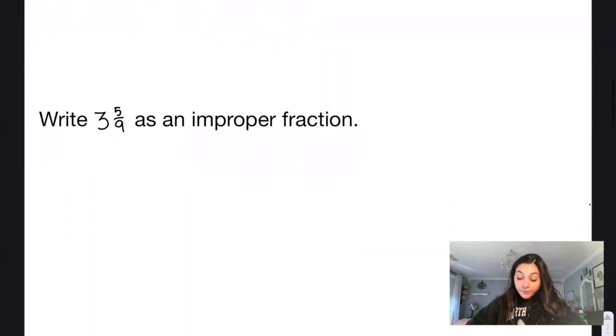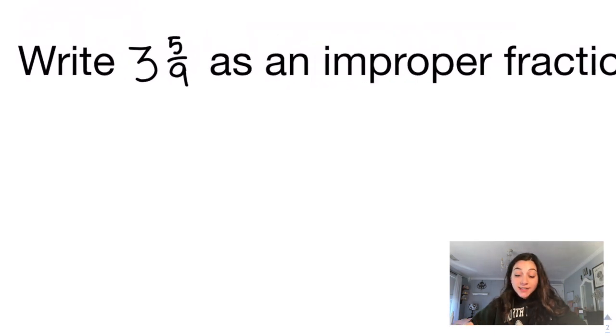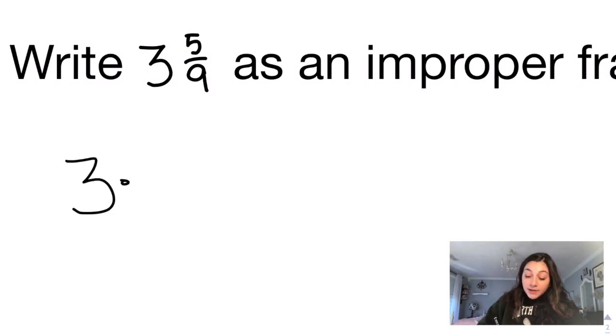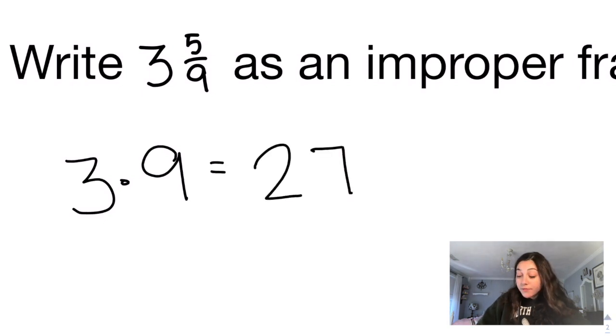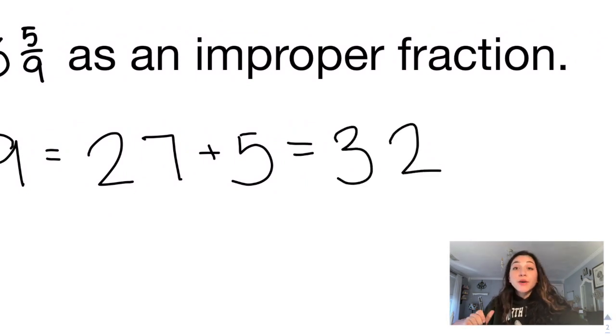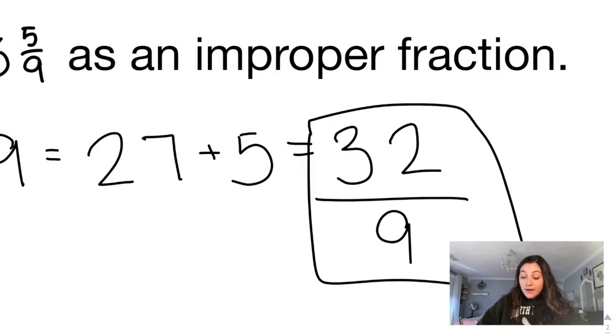So now we'll do one more, and we are going to write 3 5/9 as an improper fraction. First thing we are going to do is multiply the whole number by the denominator. So 3 and 9, so 3 times 9 equals 27. Then we are going to add our numerator, so 27 plus 5, which equals 32. And then we are going to put it over our original denominator. So that is 9, and there is our answer.